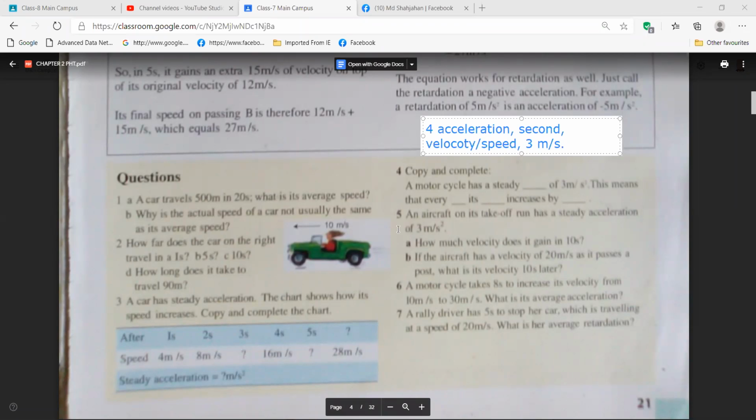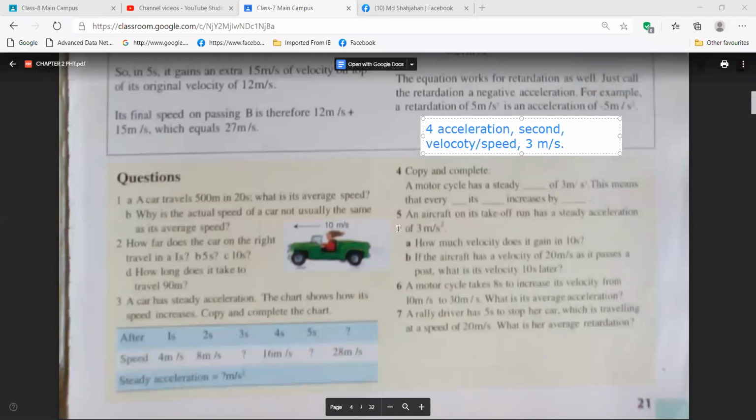Sir, an aircraft on its takeoff run has a steady acceleration of 3 meters per second squared. A. How much velocity does it gain in 10 seconds? B. If the aircraft has a velocity of 20 meters per second as it passes a post, what is its velocity 10 seconds later?